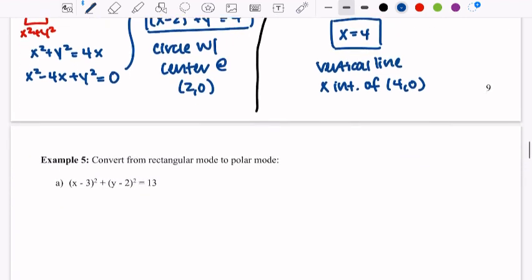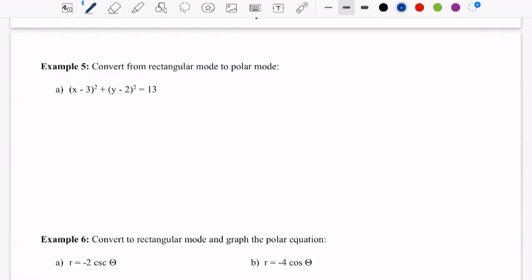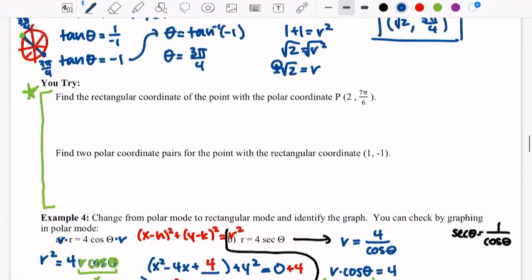All right, the next page is going to have a few more examples. I'm going to pause this video here. We are going to finish up examples 5 and 6 in class together when I see you next. So that's all I have for this video. Remember to try these 2 questions on your own. Be ready to check in class, and I will see you all later.